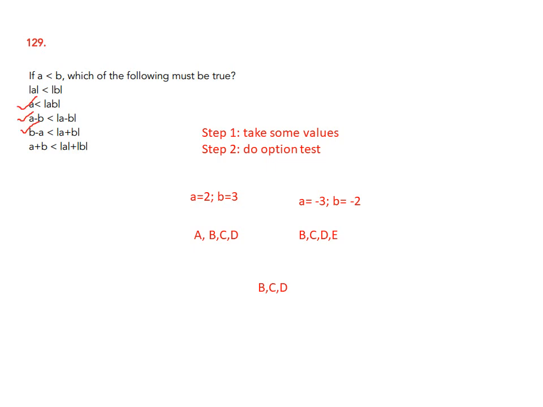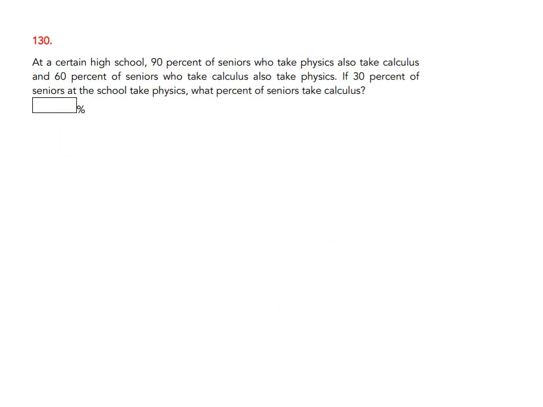Okay, let us move to the last question. At a certain high school, 90% of seniors who take physics also take calculus and 60% of seniors who take calculus also take physics. If 30% of seniors at the school take physics, what percent of seniors take calculus? This is a tricky math problem. You can use a Venn diagram or not; you do not actually need to.